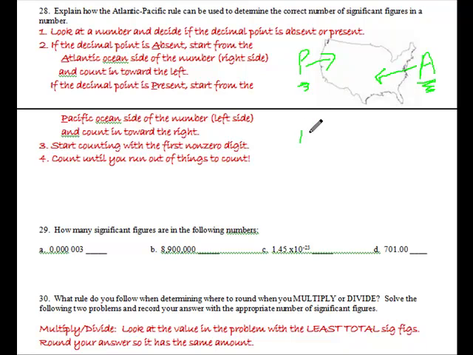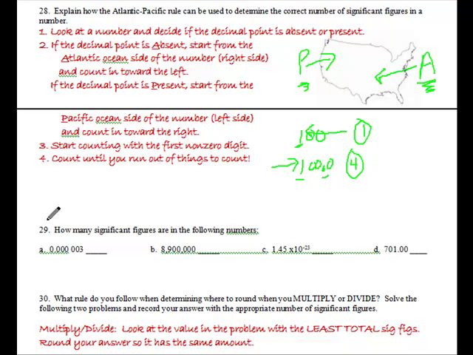So for instance, let's say I have this number, 100. The decimal point is absent. I don't see it. So I'm going to start from the Atlantic Ocean side and I'm going to count in. It says start counting with the first non-zero digit. So I don't count my zeros. I start counting here and then I count until I run out of things to count, which I did. So there's only going to be one sig fig here. What if I had 100.0? That changes the rules because now the decimal point's present. I start counting in this direction. I start counting with the first non-zero digit, which is a 1. I keep counting till I run out of things to count. So the 1, 0, 0, 0, there's 4 sig figs there.